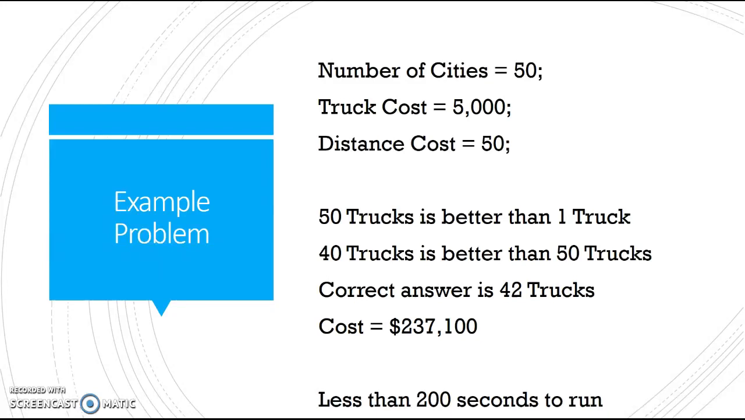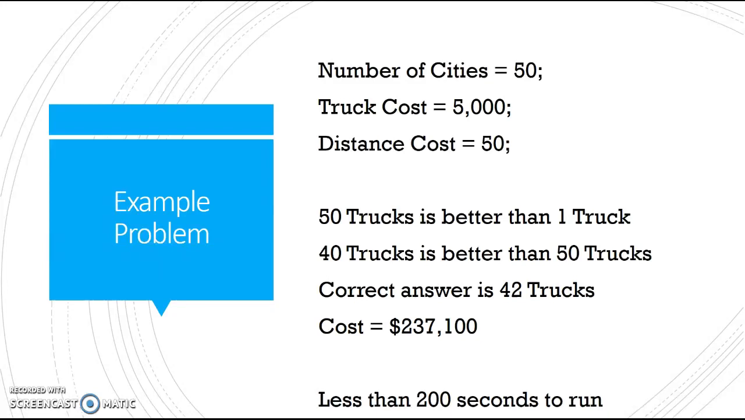We would do the TSP for one truck. It would calculate the cost for that. And then since there's 50 cities, we would assign 50 trucks, one truck per city, and do the total cost for that. In this case, having one truck per city, so a total of 50 trucks, is better than having just the one truck. So because of that, we're going to increment down by 10 to 40 trucks.